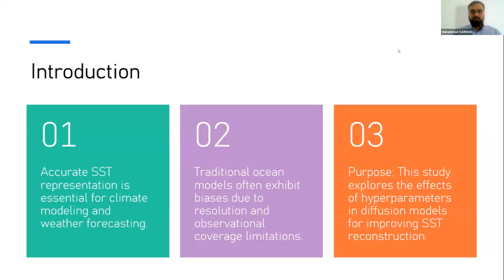Why? Because traditional ocean models often exhibit biases due to resolution and observational coverage limitations. The aim of this study was to explore the effect of hyperparameters in diffusion models for improving sea surface reconstruction.